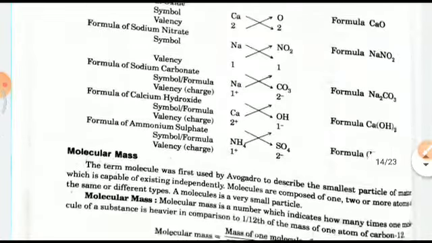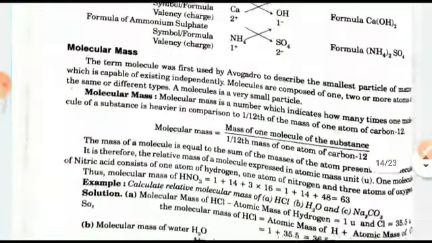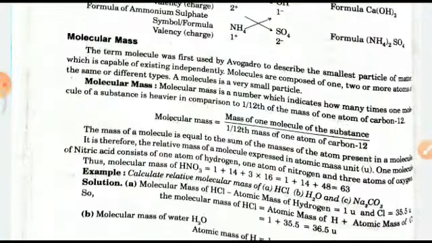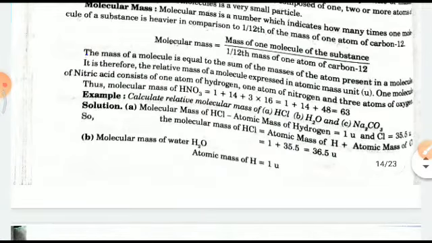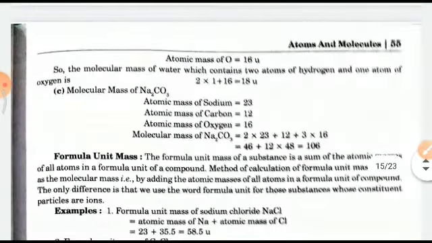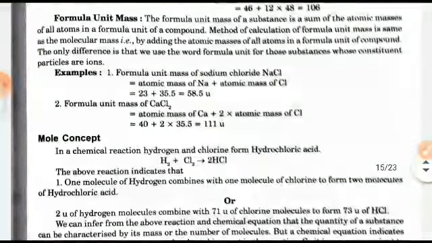Right? Now we come to molecular mass. The term molecule was first used by Avogadro to describe the smallest particle of matter which is capable of existing independently. Now, molecular mass is the mass of one molecule of the substance divided by 1/12 the mass of one atom of carbon, right? Now, these are a few numericals here, right?